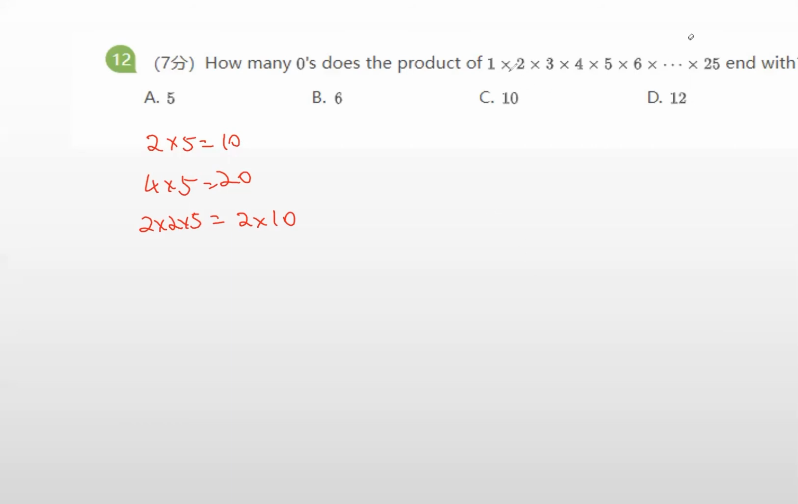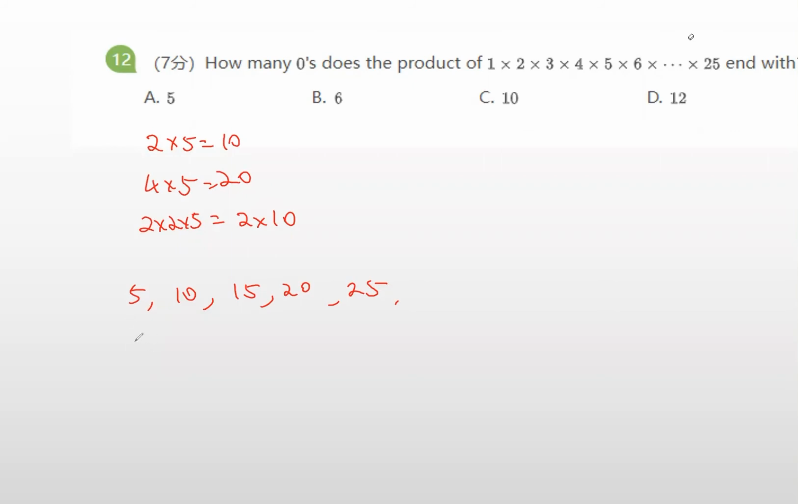So here, we've got many, many twos. You can count them, but there are many twos. But there are not as many fives as twos, right? So there are fewer fives, so we can just look at fives. How many fives are there? We know the fives are 5, 10, 15, 20, and 25. These are all multiples of five. So how many fives are there?